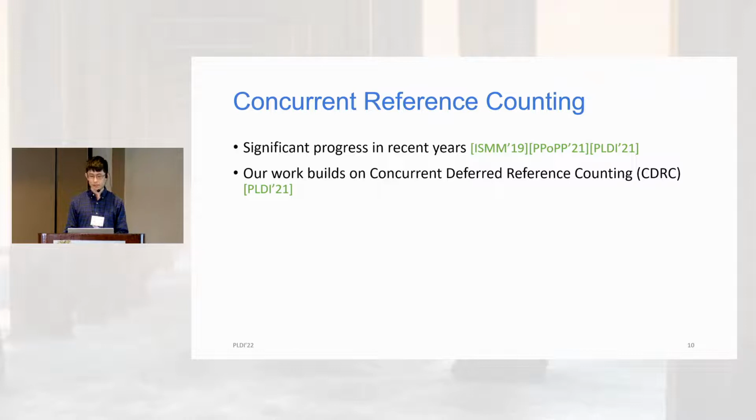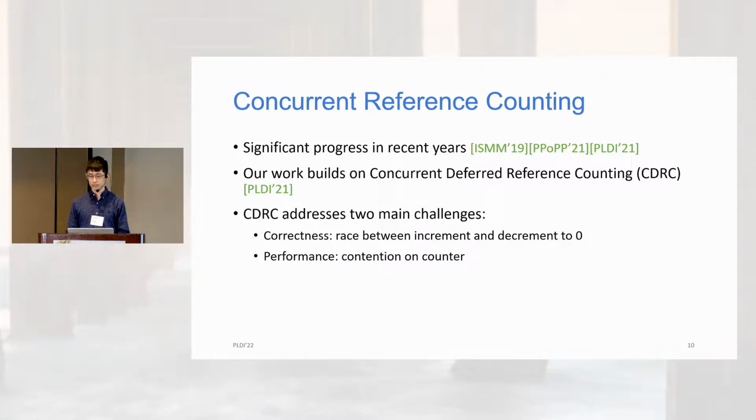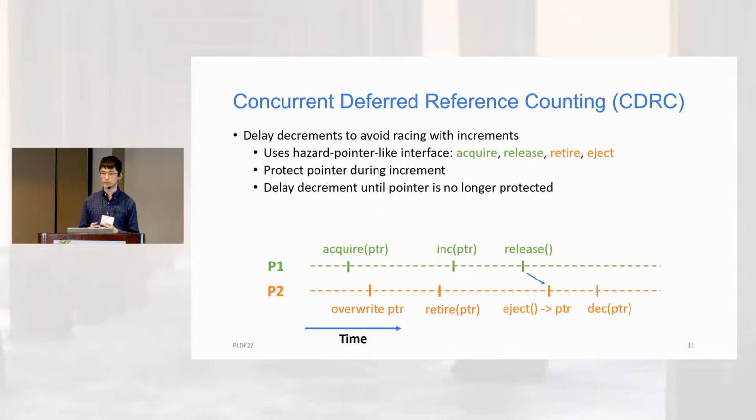So CDRC addresses two major challenges. The first one is about correctness. The issue here is that when the reference count of an object is 1, there could be a race between one process trying to increment it, while another process decrements it to 0 and tries to garbage collect the object. Then the problem is that the process incrementing might access an invalid memory location. The second issue has to do with performance. If a lot of processes are accessing the same object, then there can be a lot of contention on the reference count. CDRC solves the first problem by delaying decrements until they no longer race with increments.